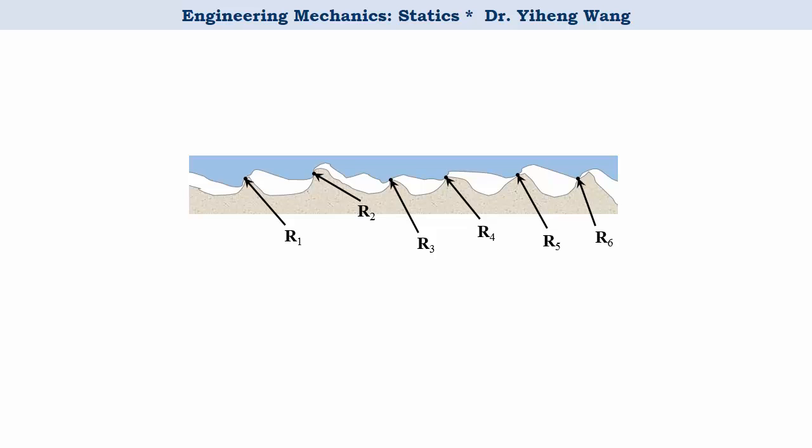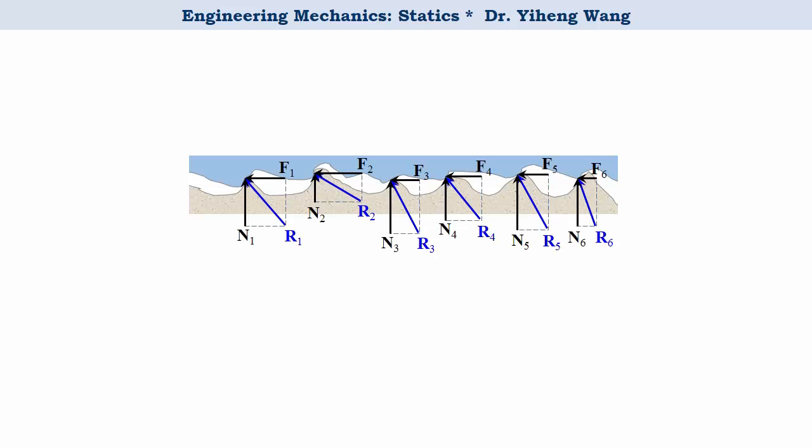How many of those forces are there? It's impossible for us to tell. What are the directions and magnitudes of these forces? Also impossible to tell. However, we do know that for each of these forces, we can surely resolve it into two components: one vertical component force N and one horizontal component force F.